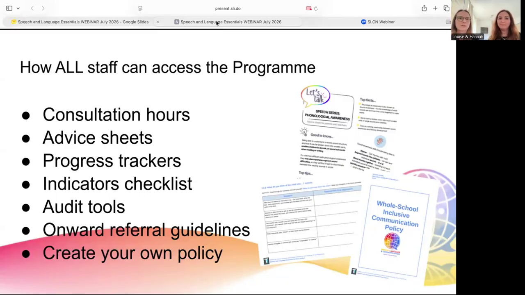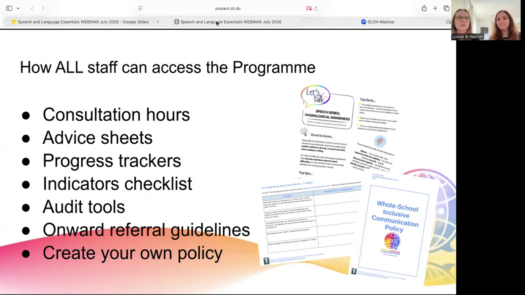All staff can use our environmental communication audit tools so that all classrooms, breakout rooms, and across the whole school can benefit from increased visual communication. All staff can use our onward referral guidelines to feel confident about making referrals to other professionals and knowing when and how to do so.